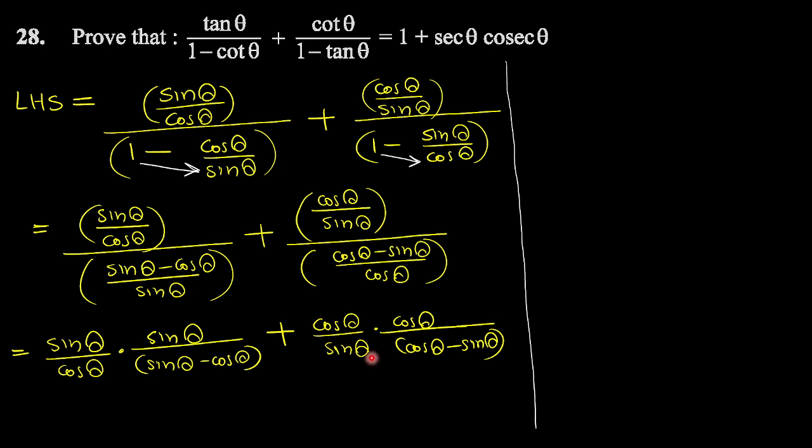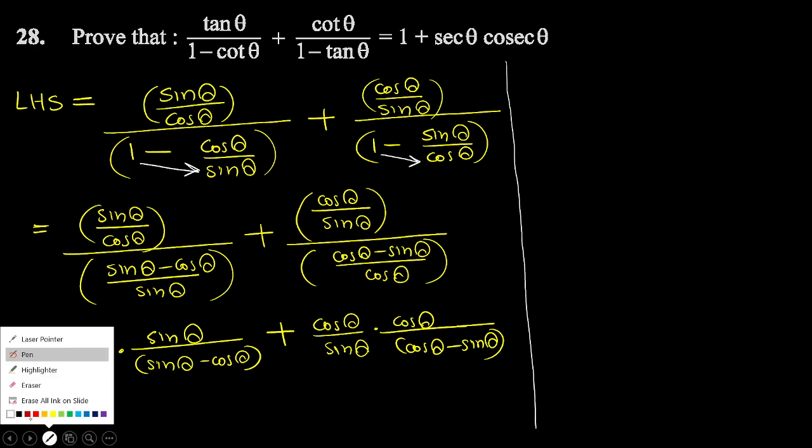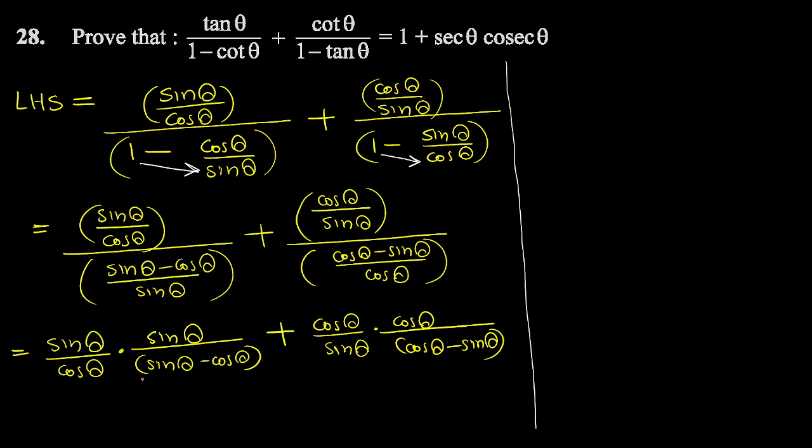Now I want to add these two terms. You can see that both of them have different denominators. Let me explain one important thing. This is sin theta minus cos theta, correct? This is cos theta minus sin theta. Let me take minus 1 out from this expression.